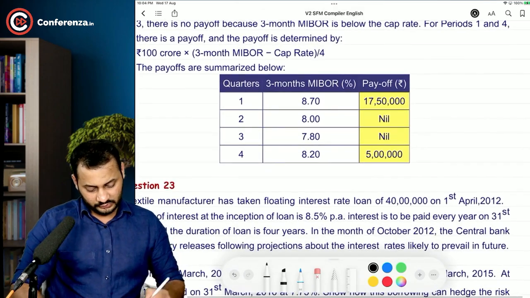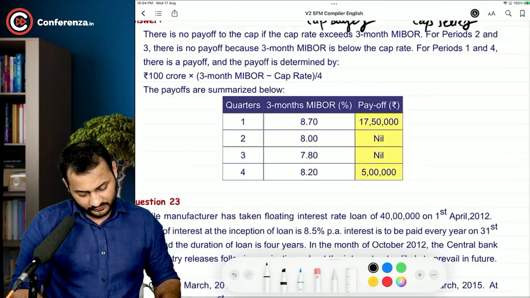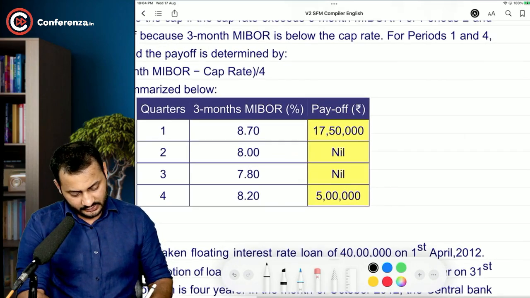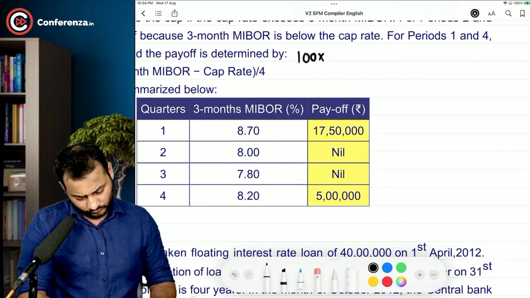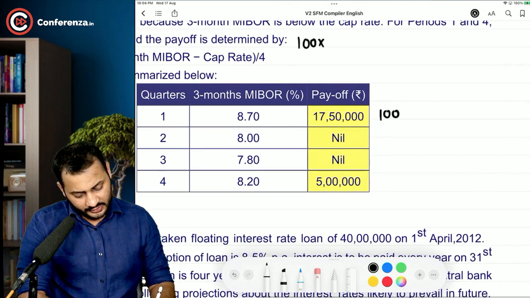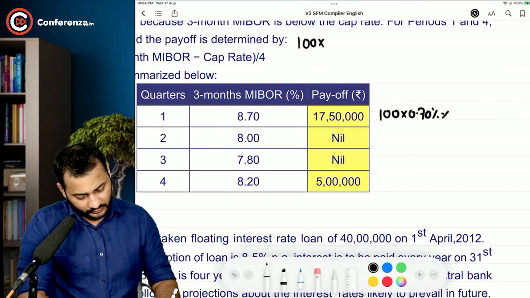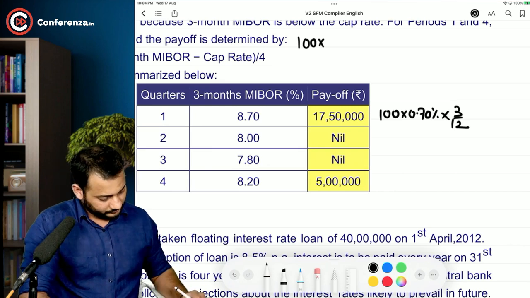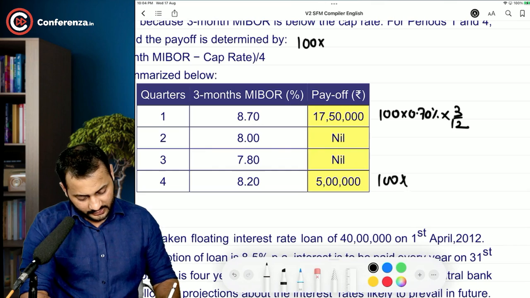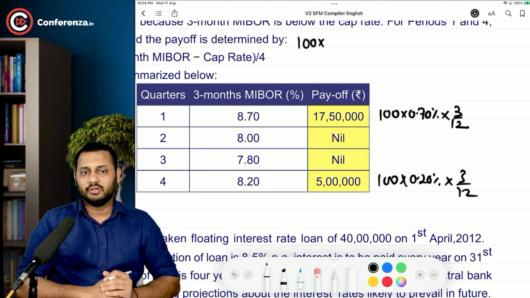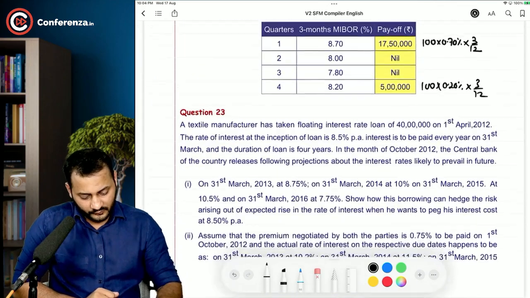Let's have a look. I think they have done it like this. I will just make sure I do the calculation. So in the first case it is 100 crore into 0.70% again into 3 by 12. So that comes to 0.175 crore, which is 17,50,000. Again, 100 crore into 0.20% into 3 by 12. So 20 lakhs divided by 4, 5 lakhs. Do you get that? Okay, let's come to the next question now.